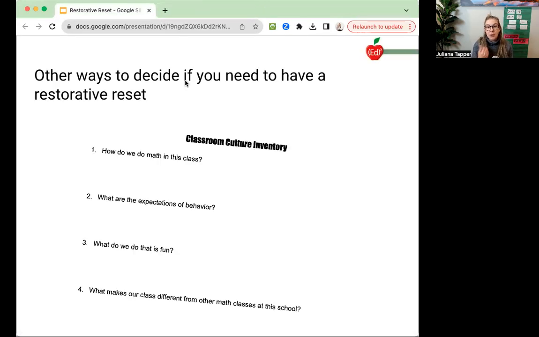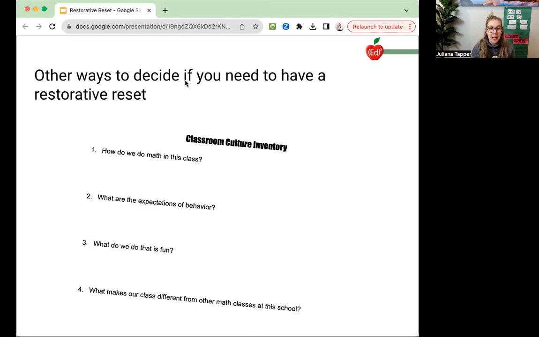You could also give a classroom culture inventory. You could ask them any questions that you're interested to know about the culture of your class. You might think you have a great classroom culture, but it doesn't really matter what we think as the teachers. It matters what the students feel in our classroom.